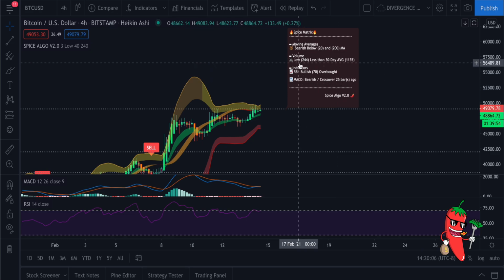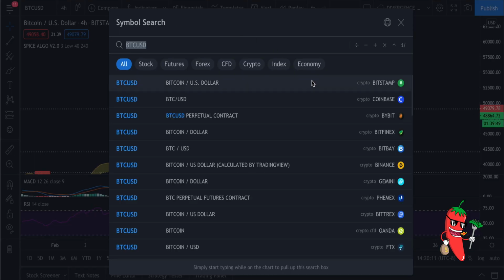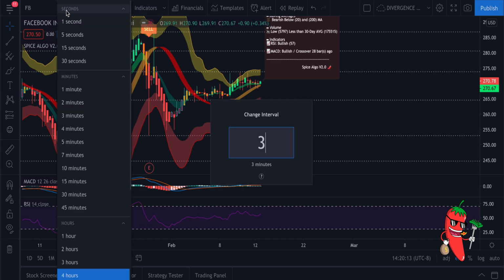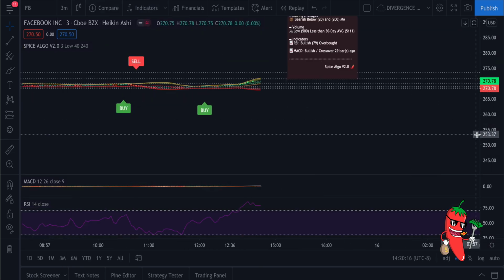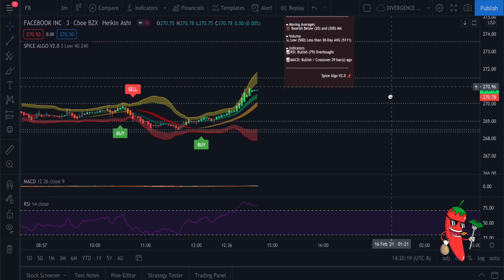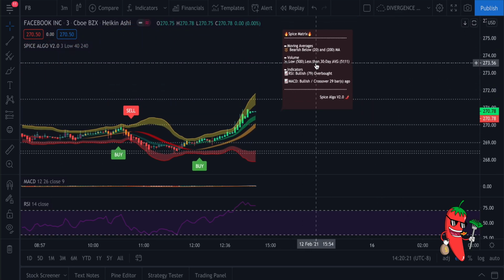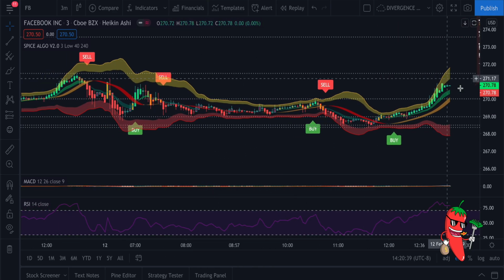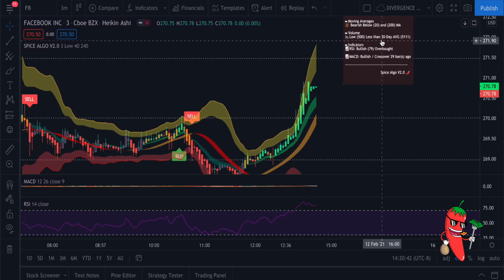The volume is a good one to know as well, because when you're trading, you want to know, is it a low volume day for the stock? If I'm looking at Facebook, for example, on the 3 minute chart, I just want to know, is the volume decent? Is it average? It says low, less than the 30-day average of 5,111. This is the volume of the current candle, by the way, not the overall volume. It will change every single candle, but it's supposed to help you understand, hey, am I fighting a low volume day? Because when you're fighting a low volume day, price action is just flat.